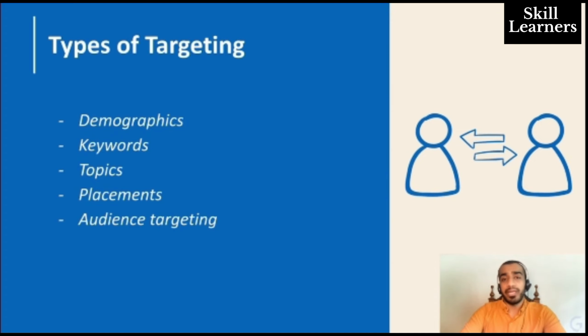The third type is topics. So there would be certain topics that are most relevant for your business. Say you are selling digital marketing courses, you can search for topics related to digital marketing or education and then target people who are looking for those topics.